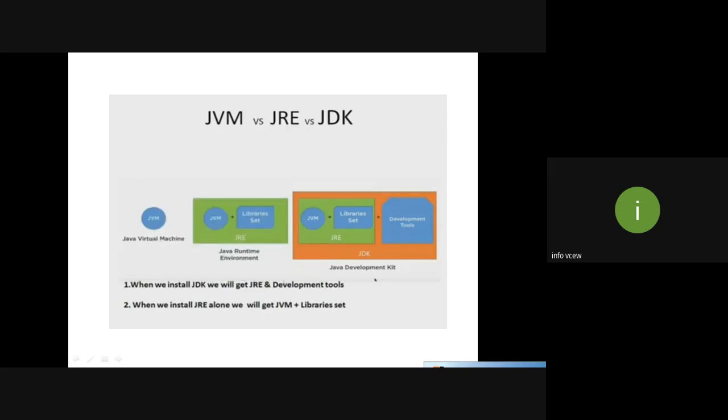JRE contains the JVM plus a library set. You only have to remember one point: JRE only runs your Java program, not for developing it. That's all. JDK is a combination of the JVM plus the library set, that is the same JRE set is inside the JDK, plus development tools. Because of this, JDK makes it possible to develop, compile and run your Java program. Can you understand?